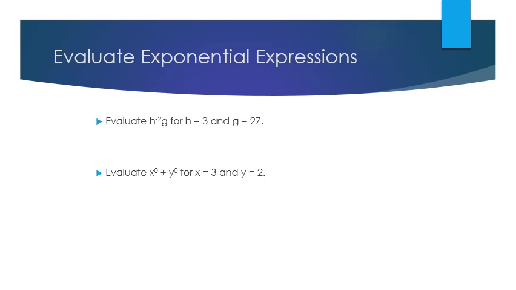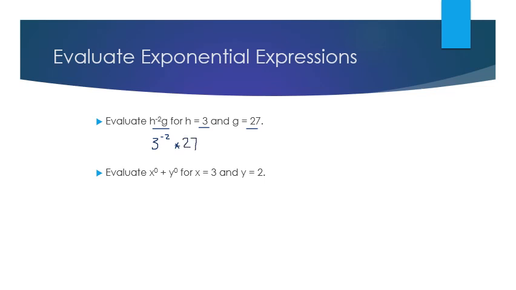Now, evaluating an exponential expression simply means that they're going to give you some values for the exponents. You need to replace the variables with those numbers and then solve it using the order of operations. So in this first example, I have h to the negative 2g. Well, h is going to be 3 and g is going to be 27. So first I'm just going to rewrite it as 3 to the negative 2 times 27.